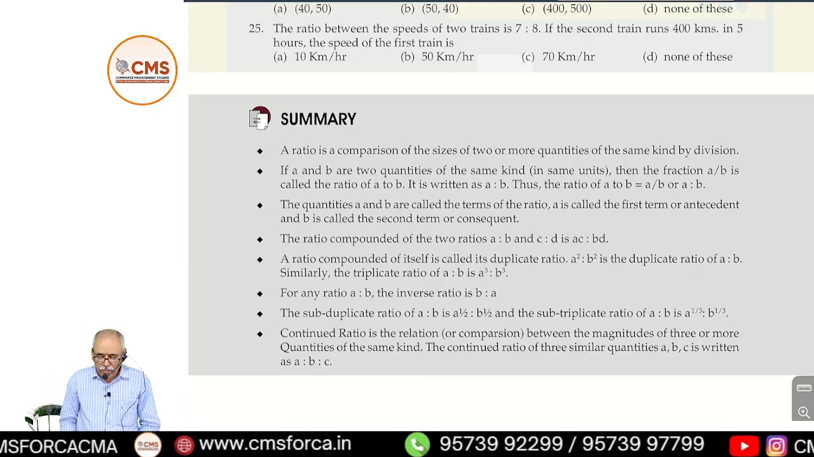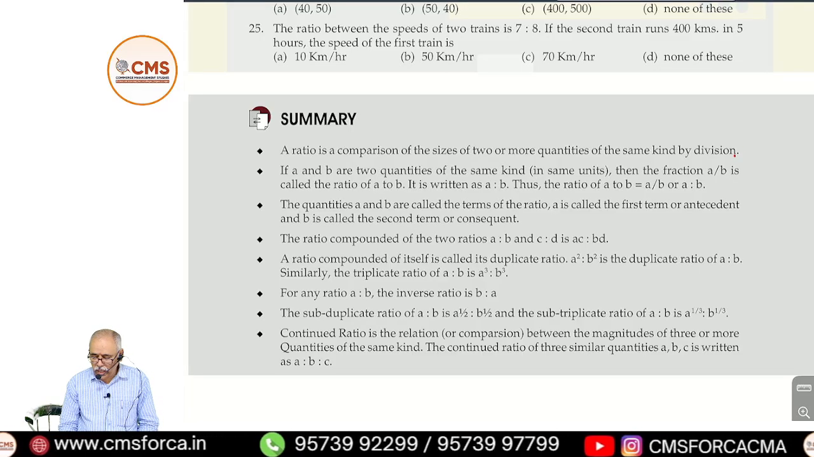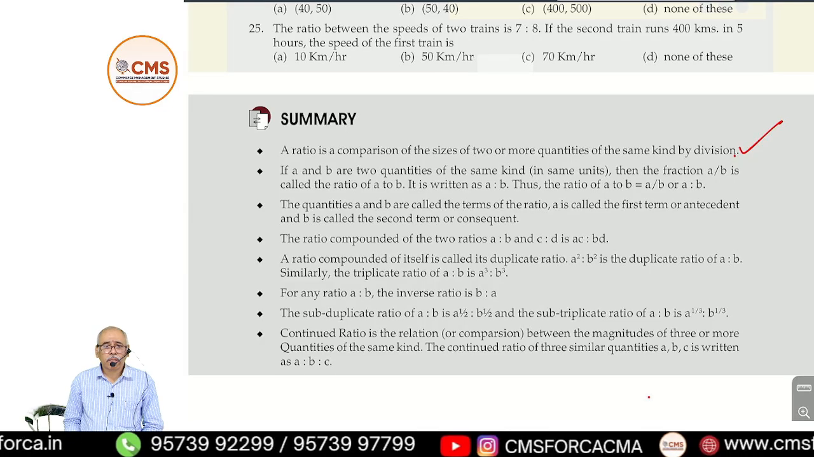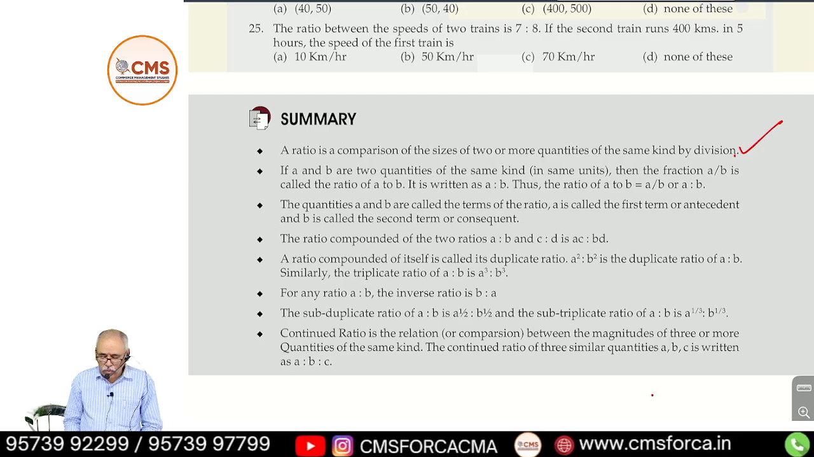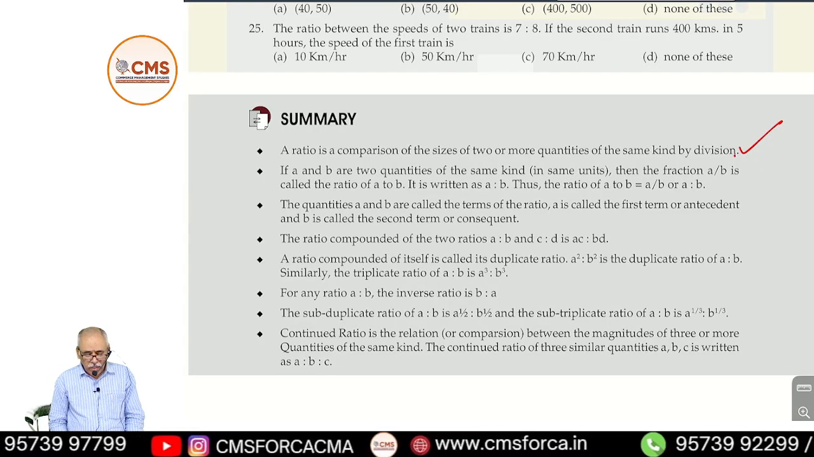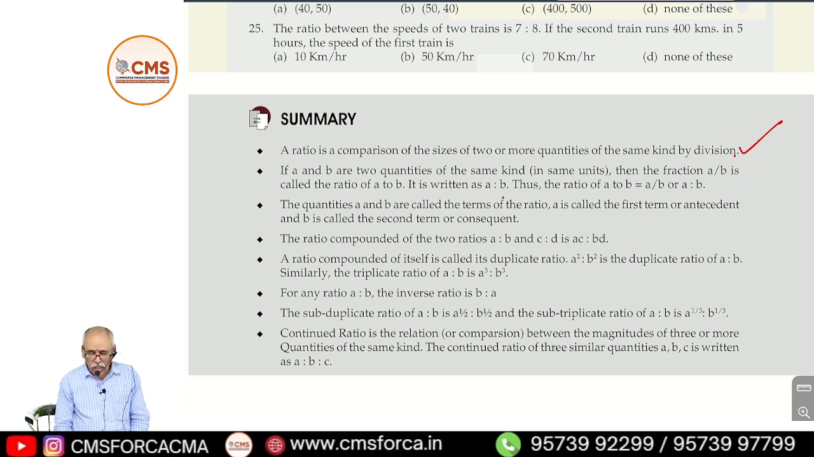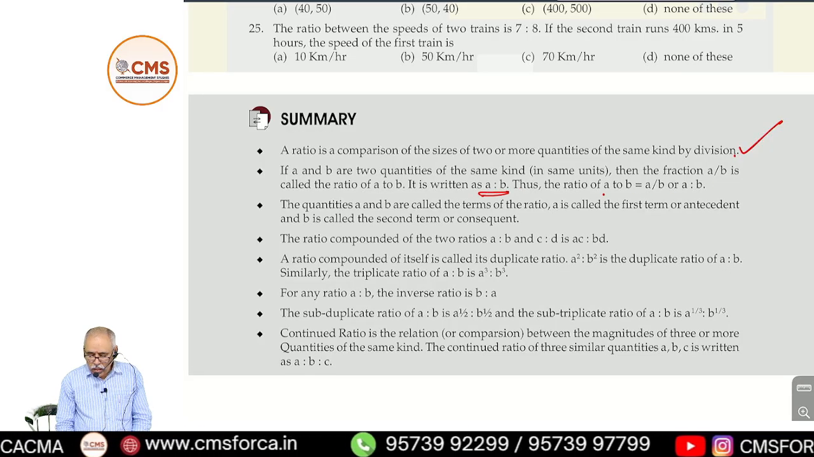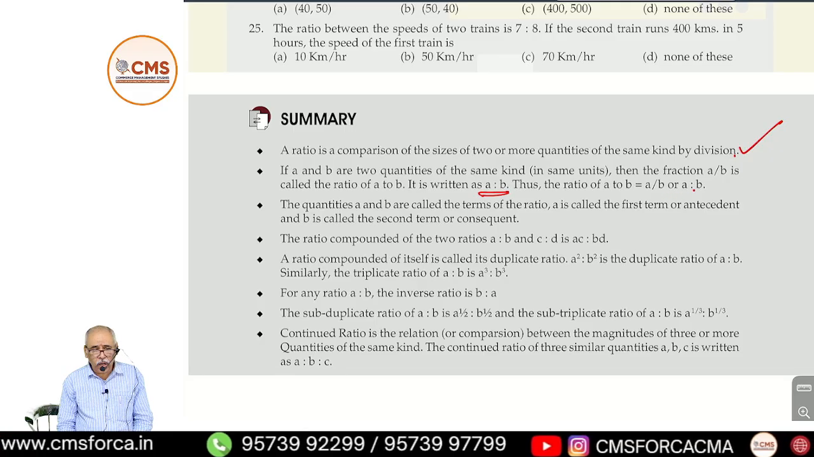A ratio is a comparison of the sizes of two or more quantities of the same kind by division. Same kind in the sense they should have the same units. If A and B are two quantities of the same kind, that is in the same units, then the fraction A by B is called the ratio of A to B. It is written as A is to B. So, the ratio of A to B, we write it as A divided by B or A is to B.